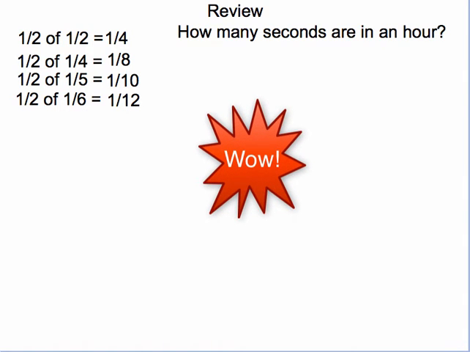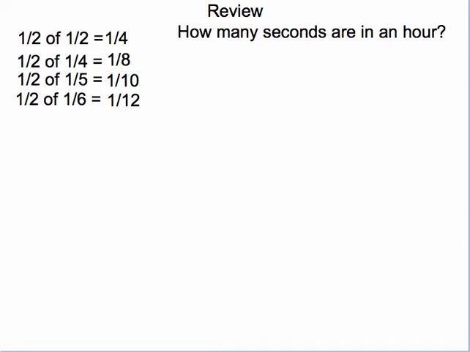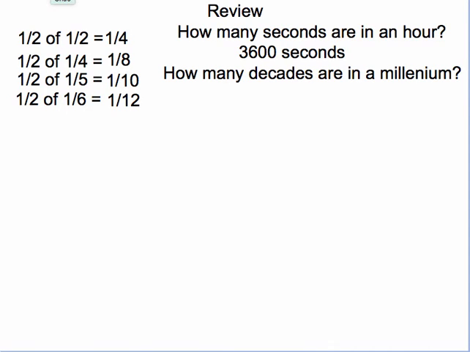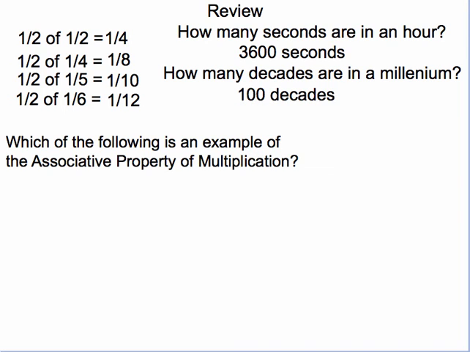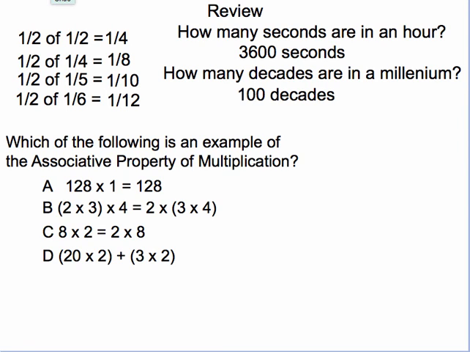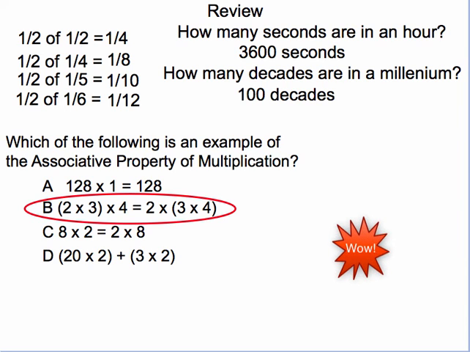Okay, our next review is how many seconds are in an hour. Pause the video. You should have gotten 3,600 seconds. Your next question is, how many decades are in a millennium? Pause the video. And our final is, which of the following is an example of the associative property of multiplication? Pause the video. You should have circled.